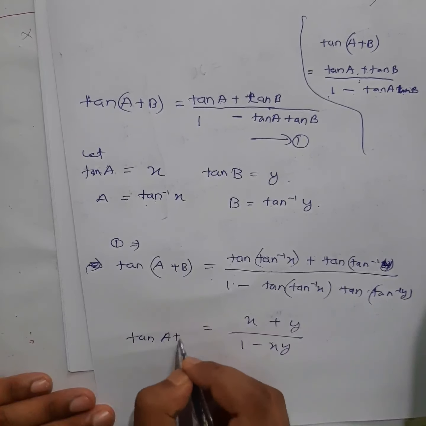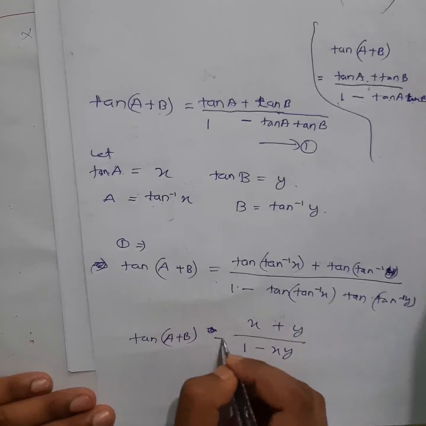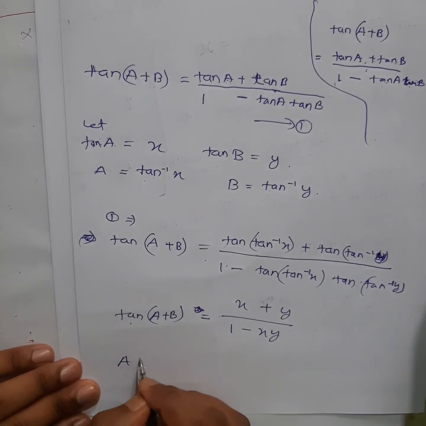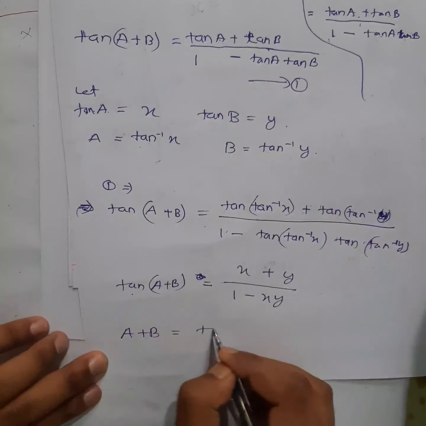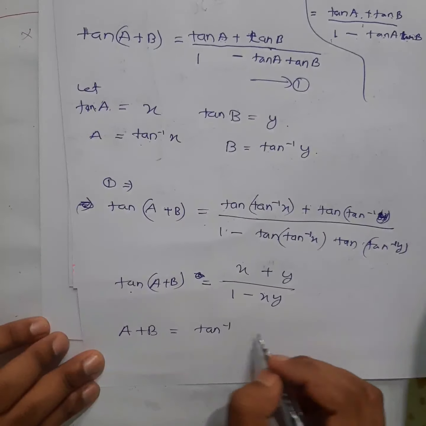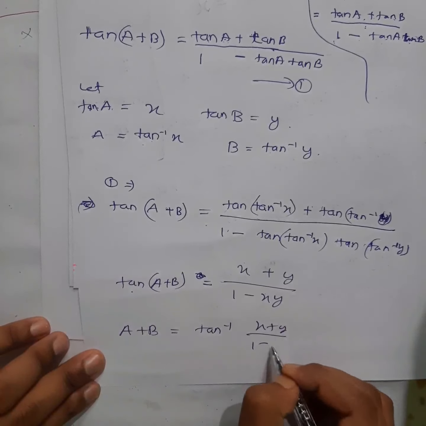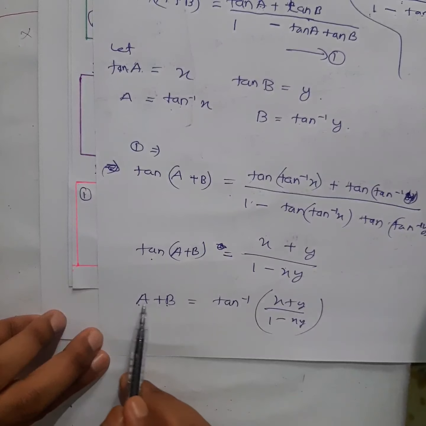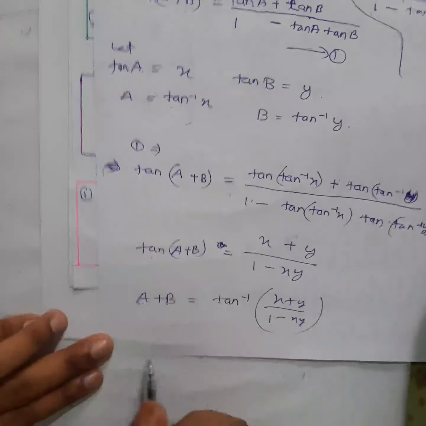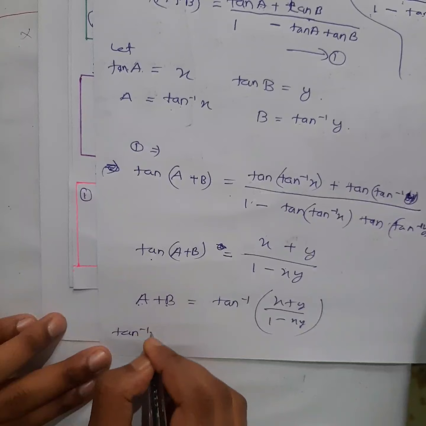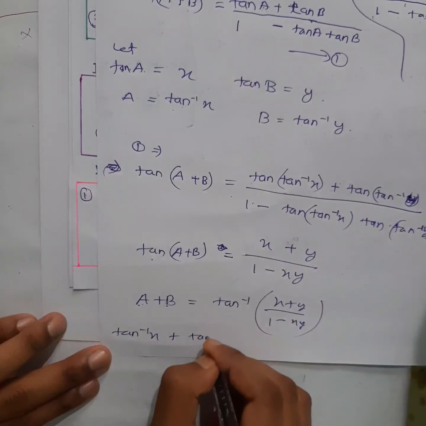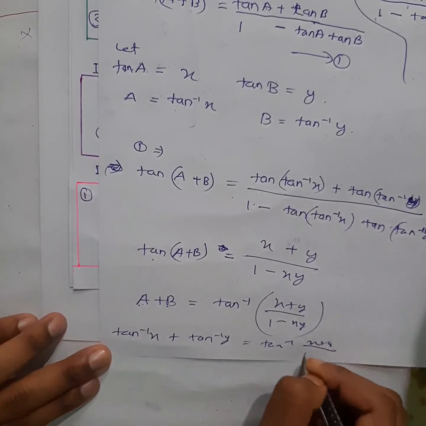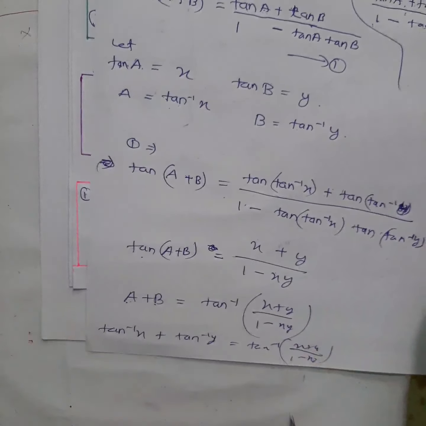Now what I said, everything you have to convert into tan inverse. Now this I can easily convert into tan inverse, right? Just bring that side. So what you will get, a plus b is equal to tan inverse of x plus y by 1 minus xy. So this side already you got tan inverse, right? Now in place of a, tan inverse x, in place of b, tan inverse y, is equal to tan inverse of x plus y by 1 minus xy. So this is your formula.